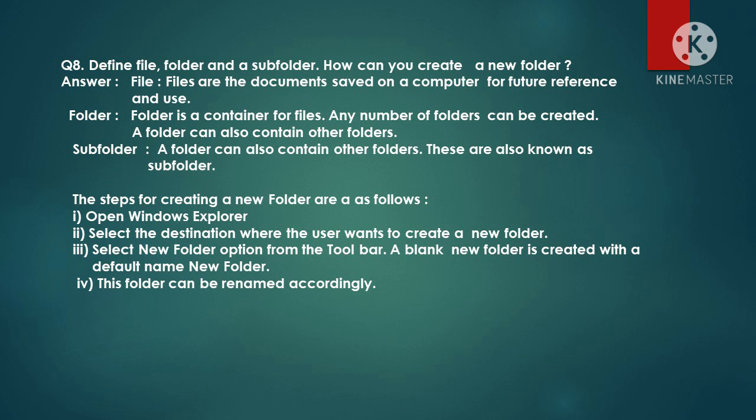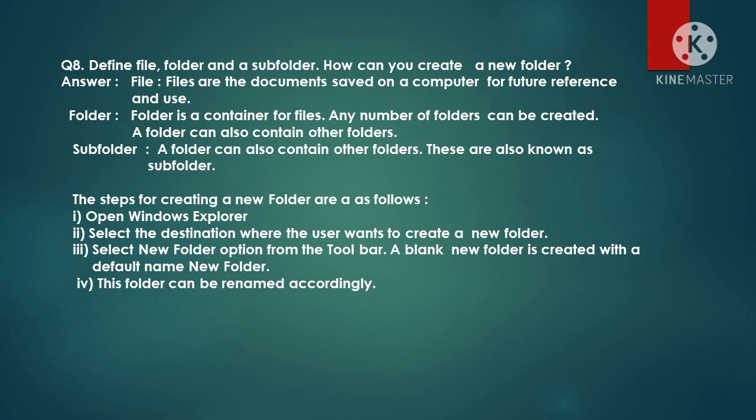Question number 8. Define file, folder and a subfolder. How can you create a new folder? Answer. File. Files are the documents saved on a computer for future reference and use. Folder is a container for files. Any number of folders can be created. A folder can also contain other folders. Subfolder. A folder can also contain other folders. These are known as subfolders.